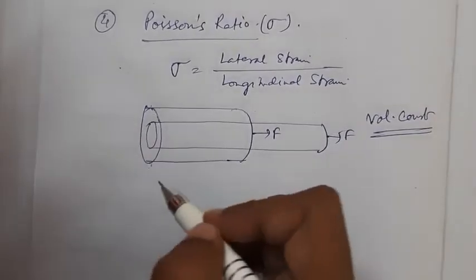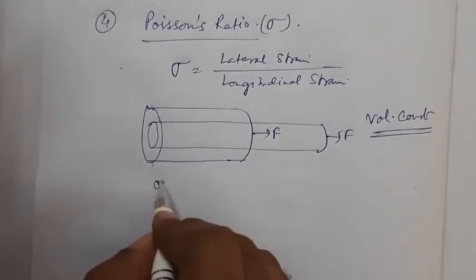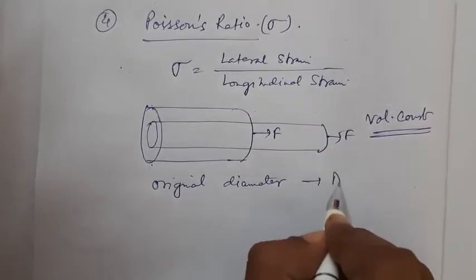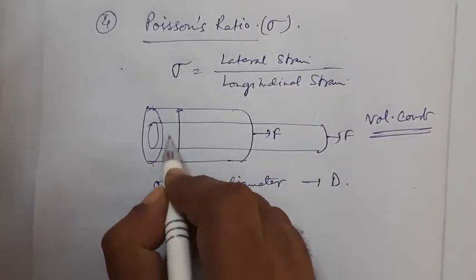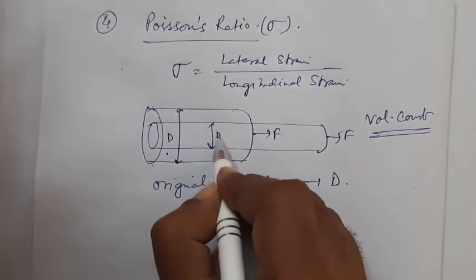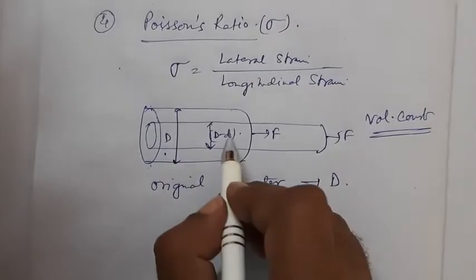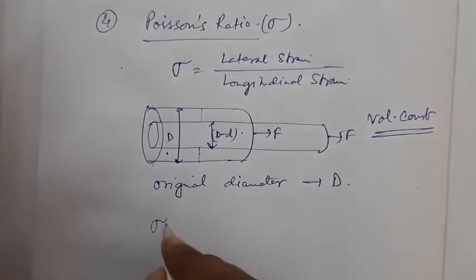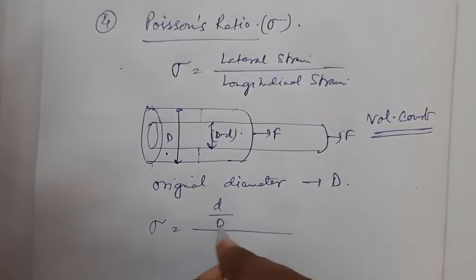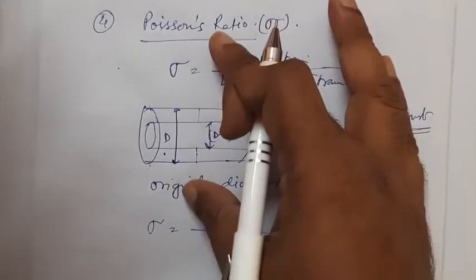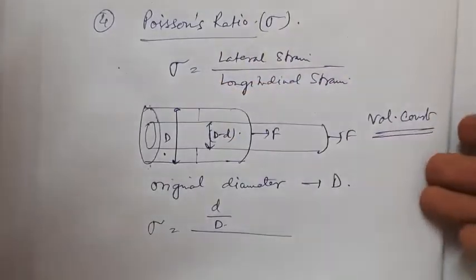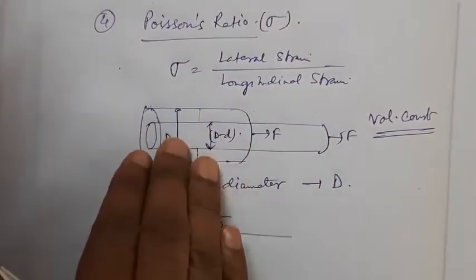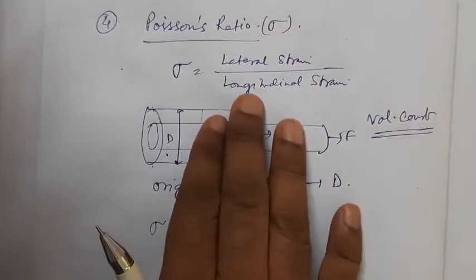Now if the original diameter was d, that means this diameter was d, but this diameter is d minus small d. That means the change in the length of the diameter is small d, this part plus this part. So sigma is equal to lateral strain, meaning small d by d. This is the lateral strain. Why lateral? Because we have applied the force in this direction, so change perpendicular to it will be named as lateral strain, and the change in the direction of the force will be named as the longitudinal strain.